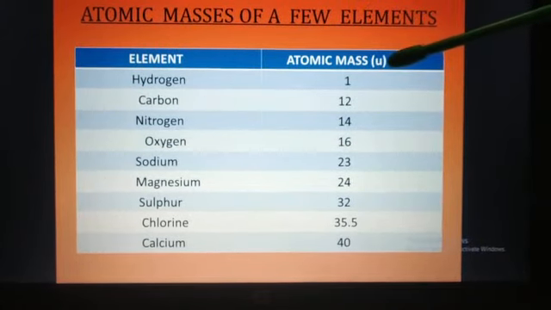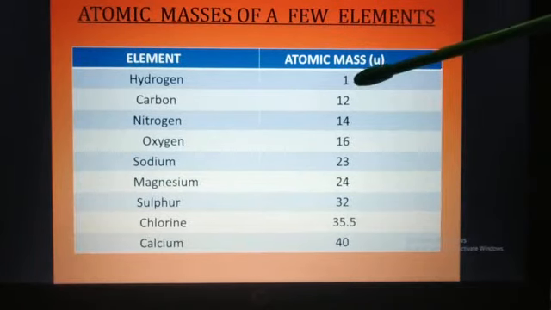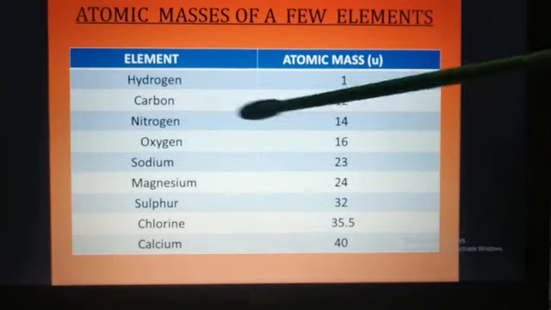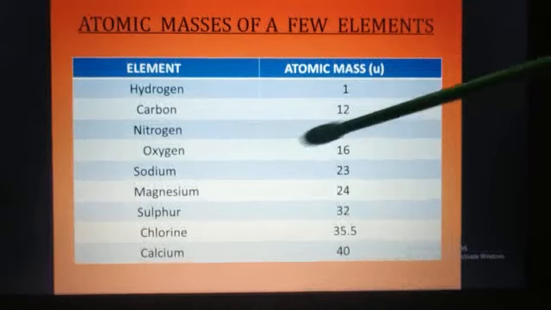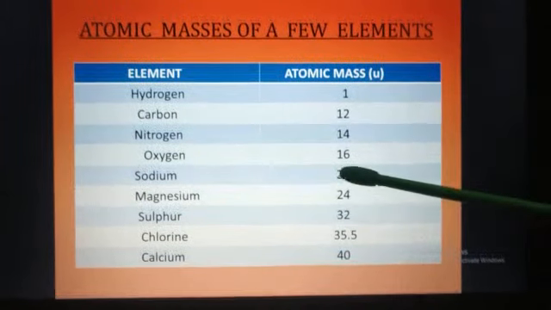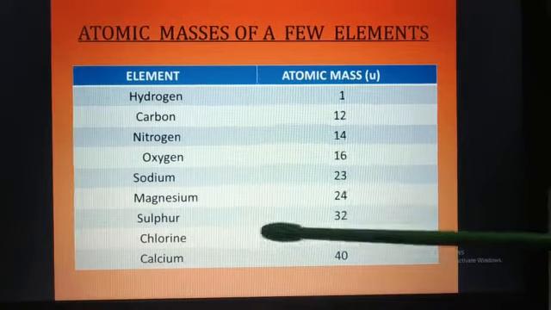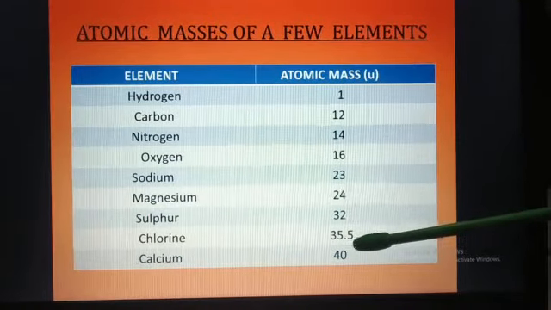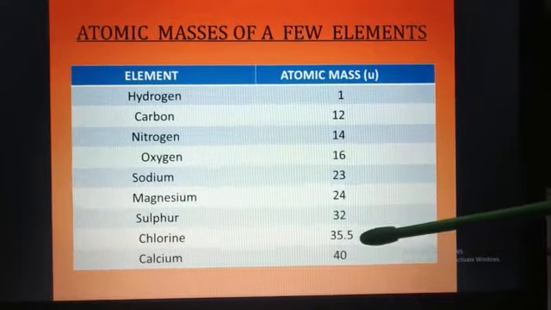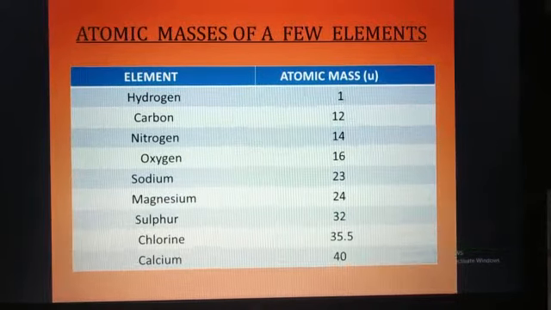Next, in this table you have been given atomic masses of a few elements. So these are expressed in U. Like hydrogen has 1U, carbon has atomic mass 12U, nitrogen 14U, oxygen 16U, sodium 23U, magnesium 24U, sulfur 32U, chlorine has fractional atomic mass, that is 35.5U, and calcium 40U.